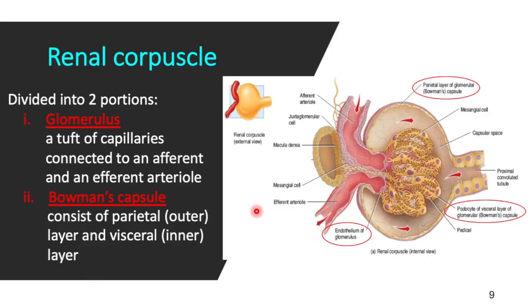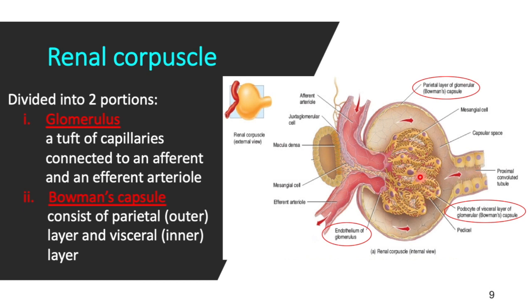So renal corpuscle is divided into two portions, which are glomerulus and Bowman's capsule. Glomerulus is a tuft of capillaries connected to an afferent arteriole and efferent arteriole. This is the glomerulus. This is the afferent arteriole, where blood will enter into the capillaries, and from the glomerulus it exits via efferent arteriole. So this is the glomerulus.